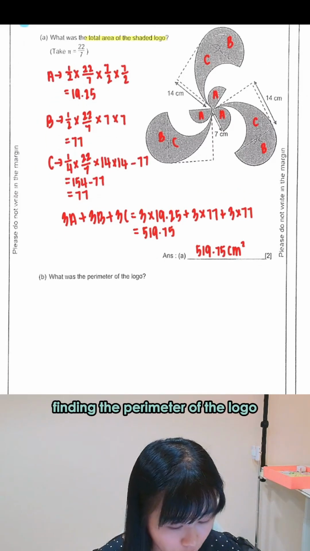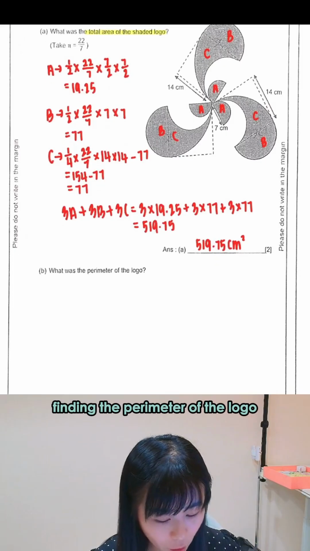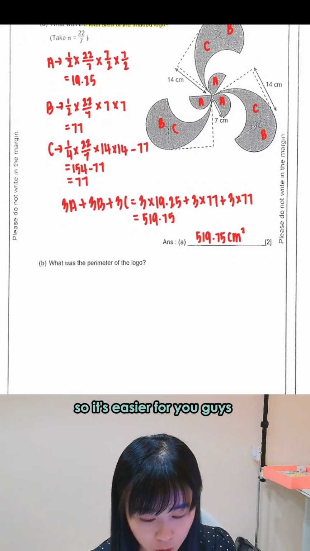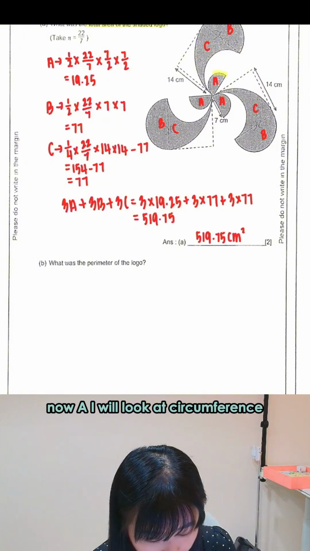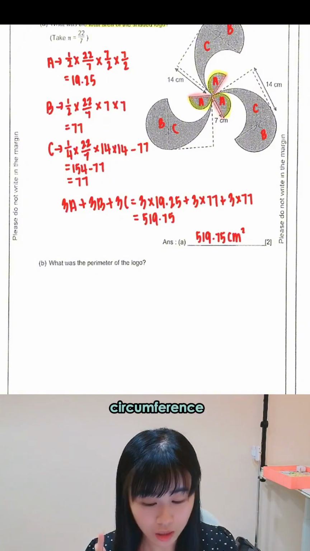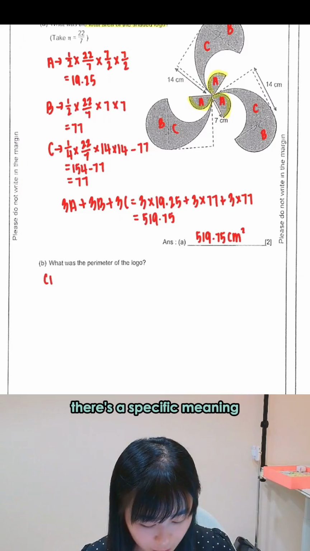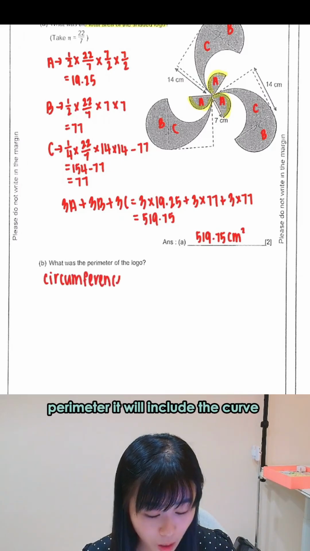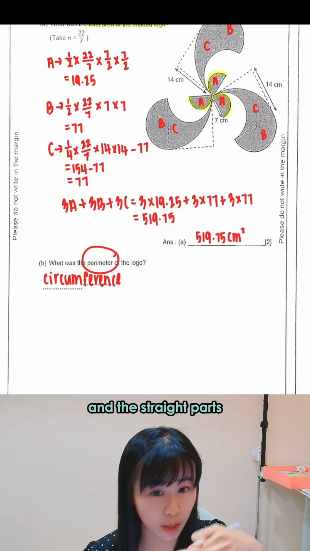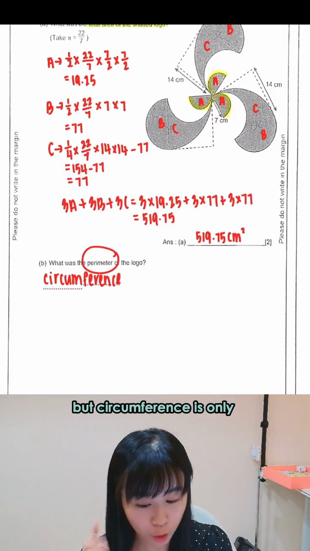Alright, now part B. Finding the perimeter of the logo. Okay, same thing. I'm going to break it down into A, B, C, so it's easier for you guys. Let's look at A first. Now, for A, I will look at circumference, which is the curved part, first. Circumference has a specific meaning. Circumference is slightly different from perimeter. Perimeter will include the curved and the straight parts if there are any. But circumference is only the curved part.